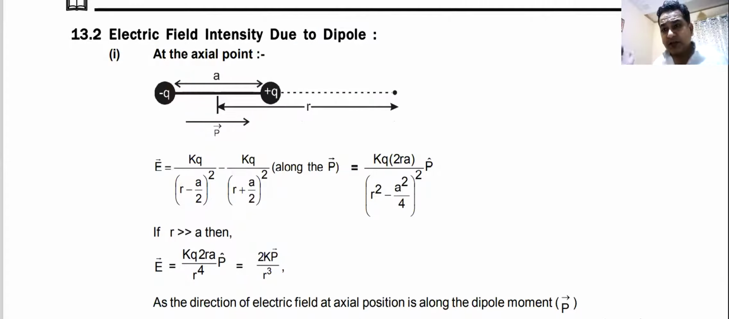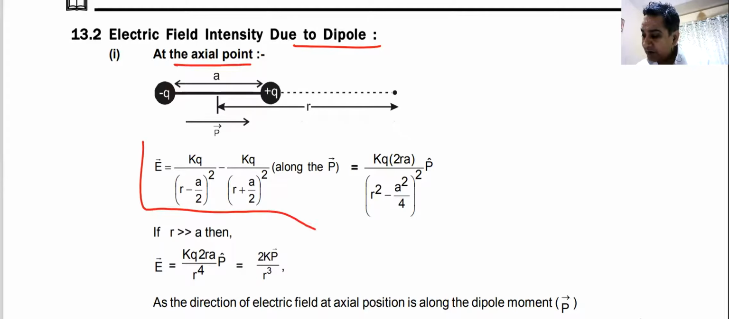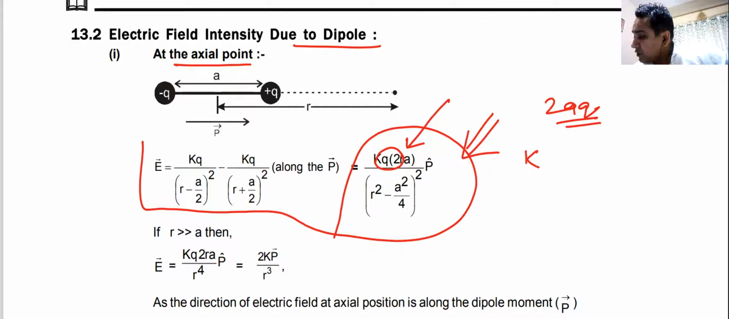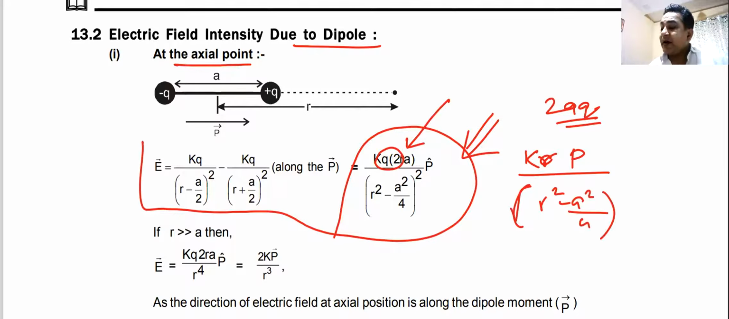Then we have the usual formula for electric field due to a dipole at an axial point. This is the actual formula for electric field. This one is the actual formula for the electric field. 2q kq into 2ra. This 2ra becomes the dipole moment. 2a into q becomes the dipole moment. So you can write this formula like this: k into r into dipole moment p divided by (r square minus a square by 4) raised to the power of 2. This is the original formula written in terms of the dipole moment.